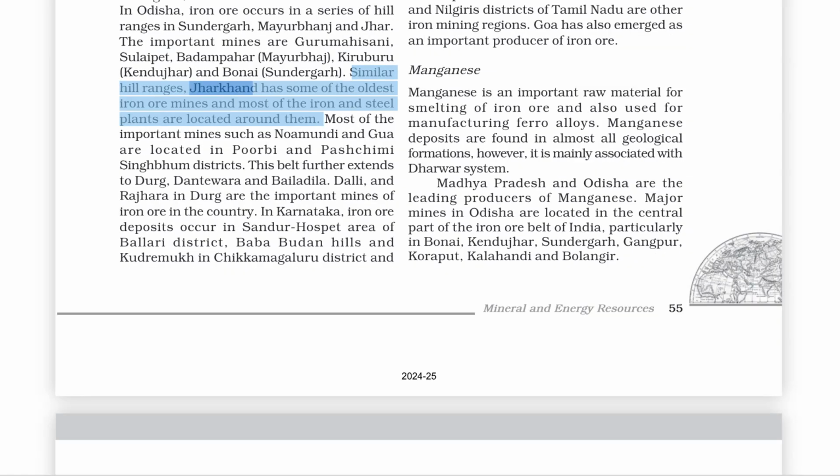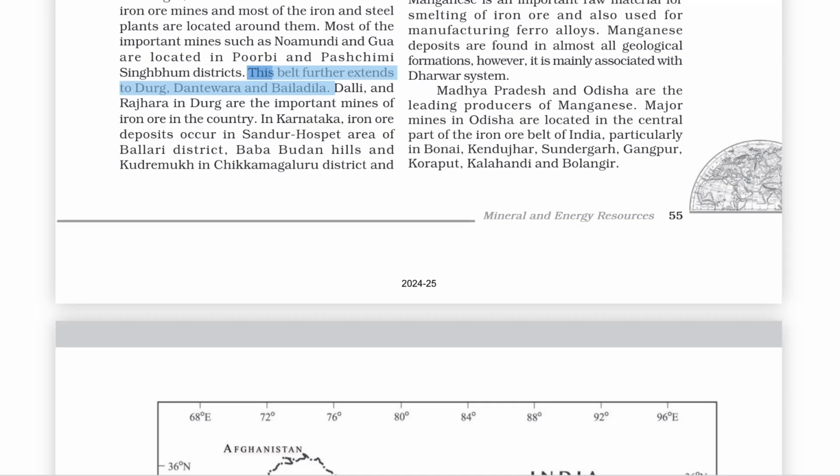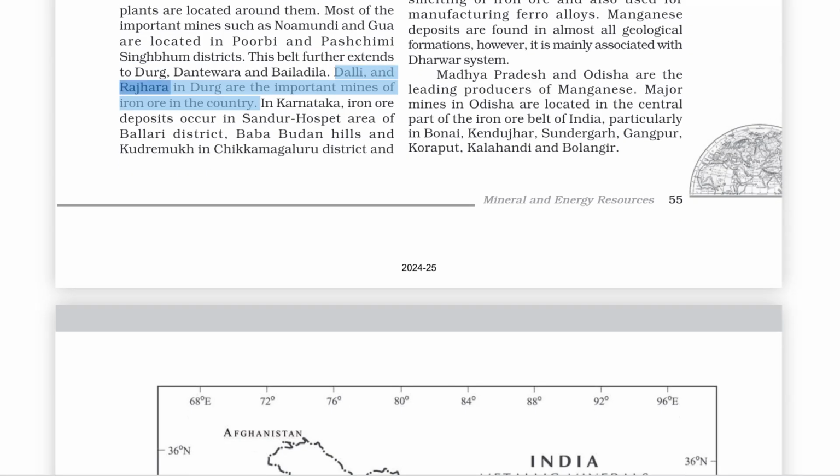In similar hill ranges, Jharkhand has some of the oldest iron ore mines, and most of the iron and steel plants are located around them. Most of the important mines such as Noamundi and Gua are located in Purbi and Paschimi Singhbhum districts. This belt further extends to Durg, Dantewara and Bailadila. Dalli and Rajhara in Durg are the important mines of iron ore in the country.